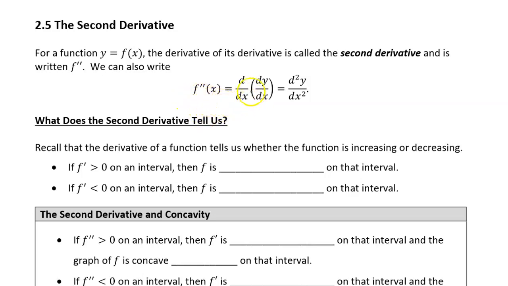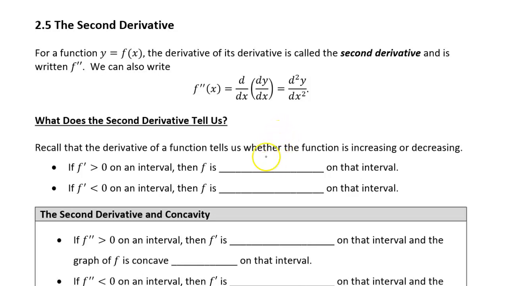We often just read that as f double prime. If we use the Leibniz notation, we're taking the derivative of the derivative, so d dx of dy dx. And as a shorthand notation, that is just d squared y over dx squared. It's a little odd, but it's just the derivative of the derivative, and it's a shorthand notation for d dx of dy dx. All right, so that's the notation we're going to use for the second derivative.